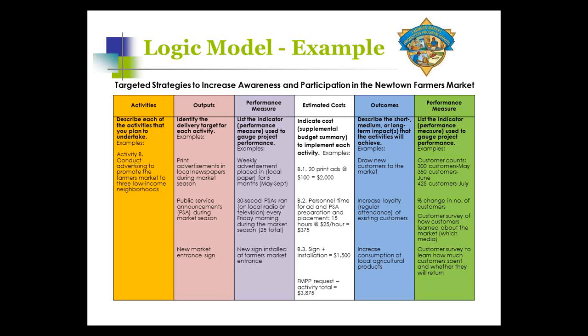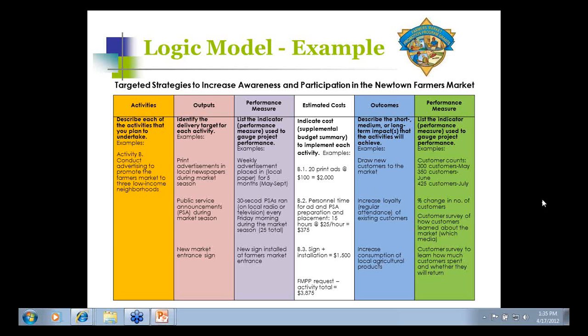And from that, we're going to determine performance measures, how we're going to measure that. So we would check weekly. We would be providing weekly advertisements and be checking back at our market to see what happens, maybe later with our customer counts. We're going to do 30-second radio advertisements every Friday morning, and we're going to install a new sign. And here you put some dates and things like that.